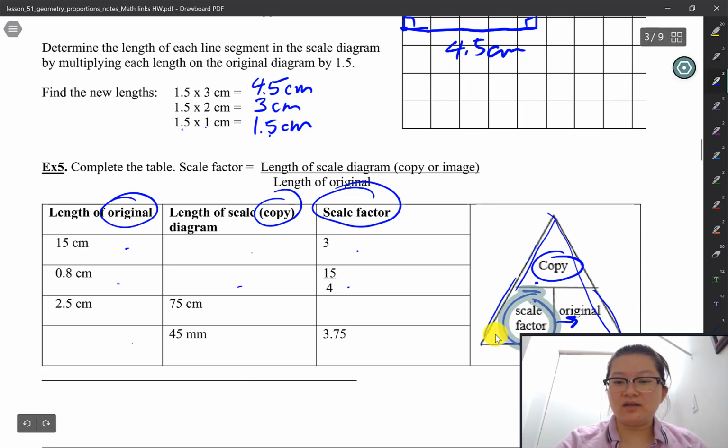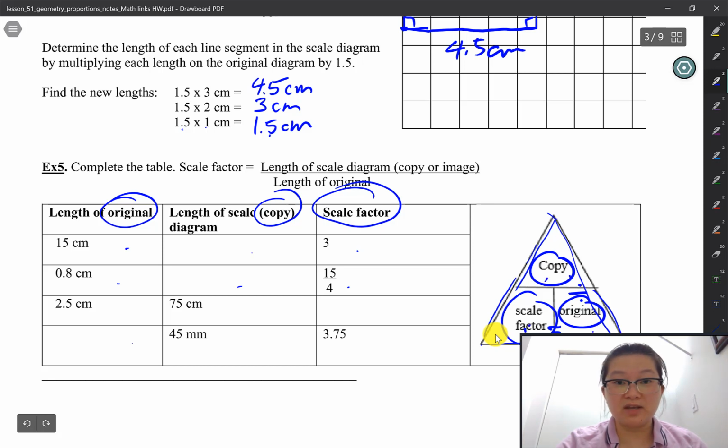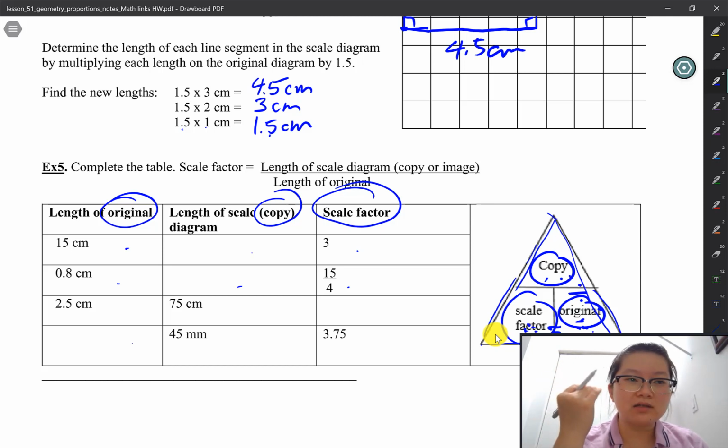Same thing if I do it the other way. If I take my copy and I divide it by the original, it's going to give me my scale factor. So top divided by bottom gives me the other one, or the bottom two multiply each other because they're side by side and give me the top. That's how the triangle works. If that really helps you for now, sure, use it, but I personally don't like it.